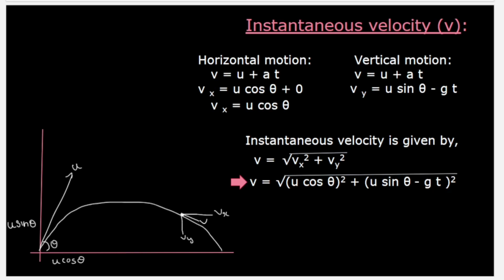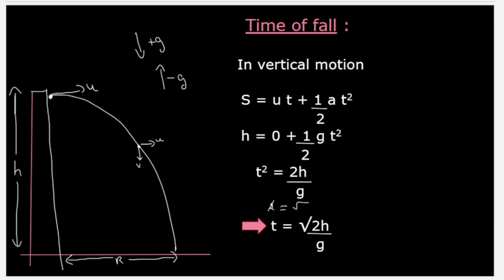Now instantaneous velocity is given by v is equal to root of vx square plus vy square. We get v is equal to root of u cos theta whole square plus u sin theta minus gt whole square, by putting the values we derived for vx and vy. And this is how we derive instantaneous velocity. The next topic is time of fall.